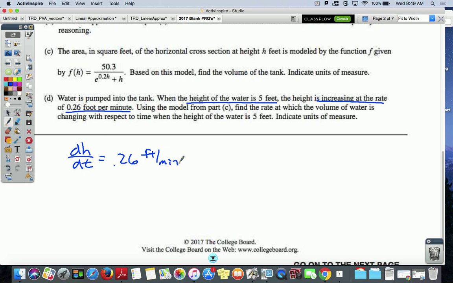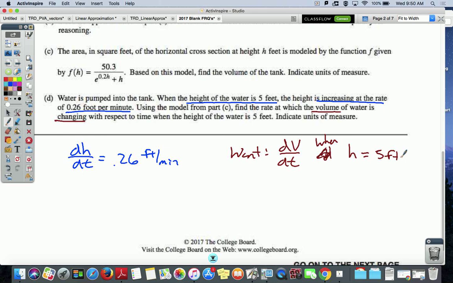Using the model from part C, find the rate at which the volume of water is changing with respect to time when the height of the water is 5 feet. So it says find the rate at which the volume is changing. That means we want dV/dt when h equals 5 feet. And that's what's going to make this a related rates question. We're wanting to find a rate at a specific variable value given another rate of change.